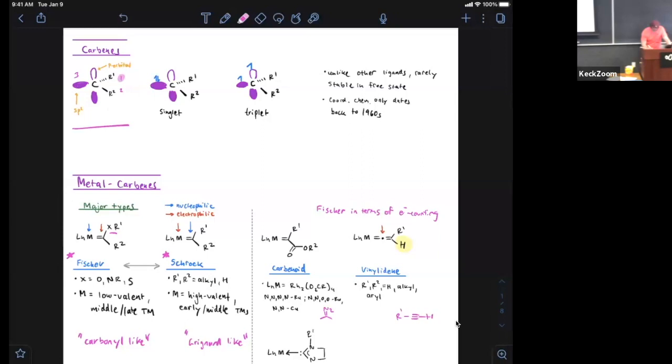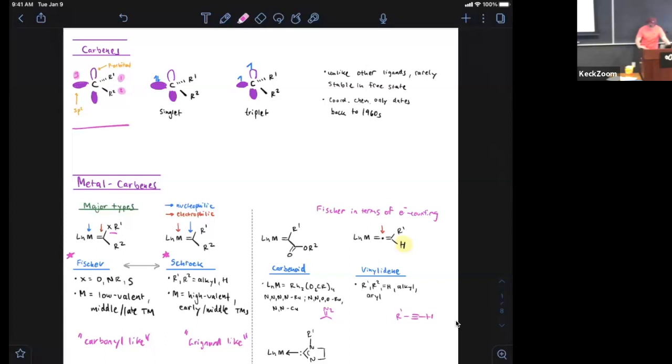So we have sp2 hybridization around carbon, two bonding interactions and one non-bonding interaction, and then we have an open p orbital. The carbene can exist in two flavors, either a singlet where the non-bonding sp2 orbital is doubly occupied, or a triplet where the non-bonding sp2 orbital is singly occupied and the p orbital orthogonal to it is singly occupied.